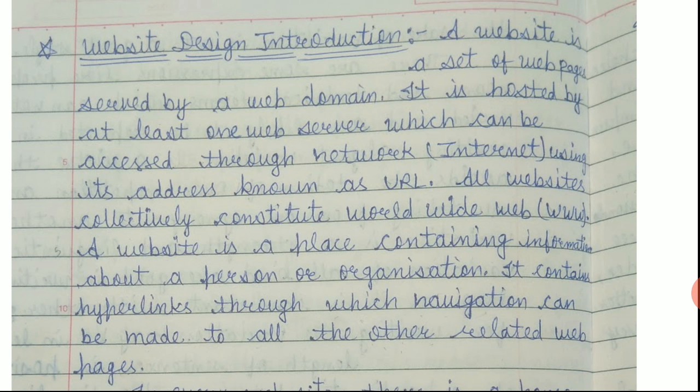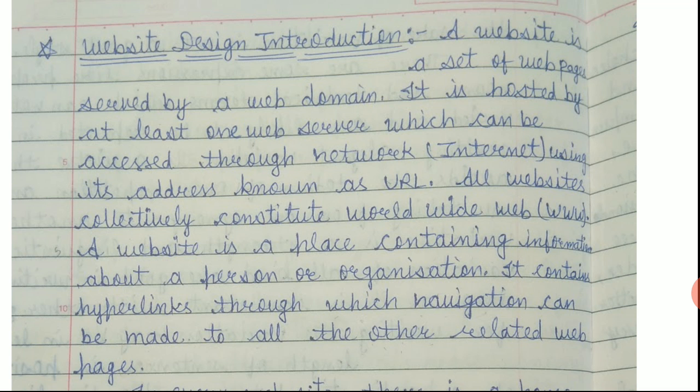To put the matter clearly, we can say you can use the printout of this material. A website is a set of web pages served by a web domain. It is hosted by at least one web server, which can be accessed through a network, that is the internet, using its address, which is known as URL, Universal Resource Locator.